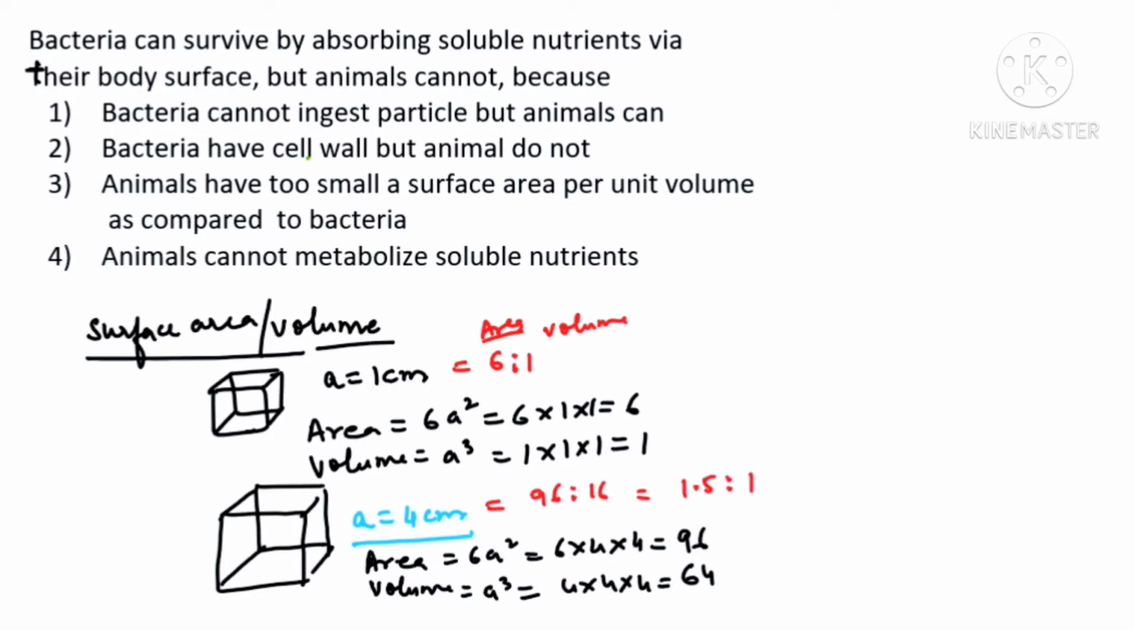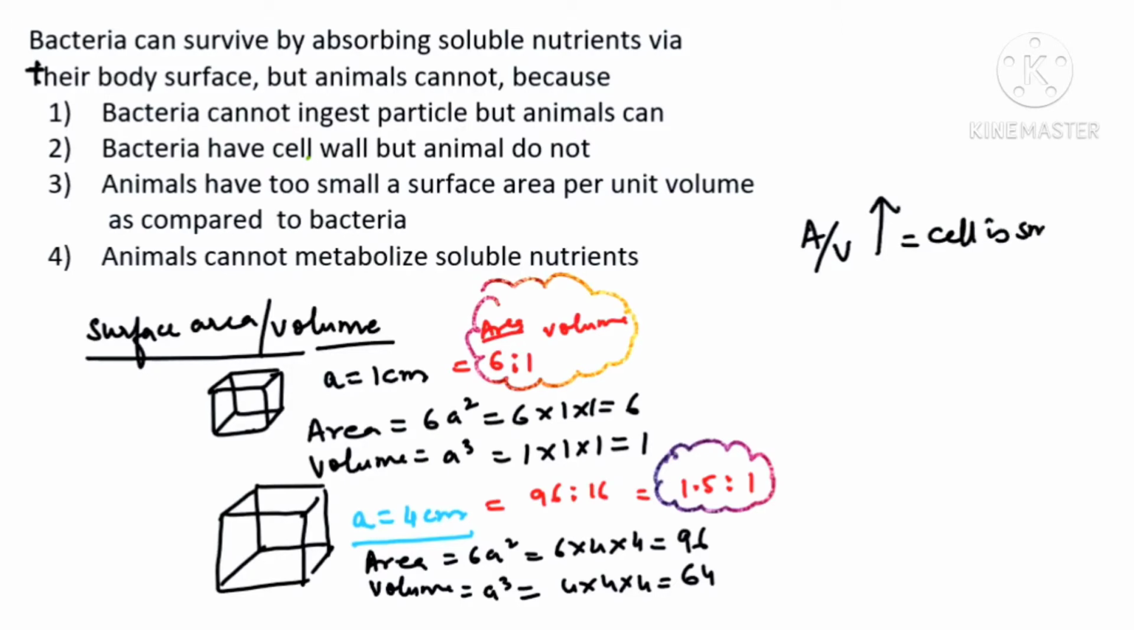So if you see the size is increasing, your area to volume ratio is decreasing. Please focus, area to volume ratio of small size is more as compared to the cell which is big in size. It means if area to volume ratio increases, the cell is small. And if area to volume ratio decreases, then the cell is bigger in size. Is it clear? Understood? Up till here, the concept is clear.